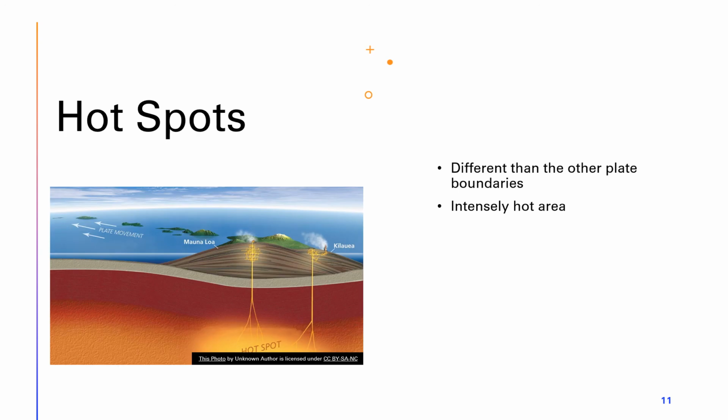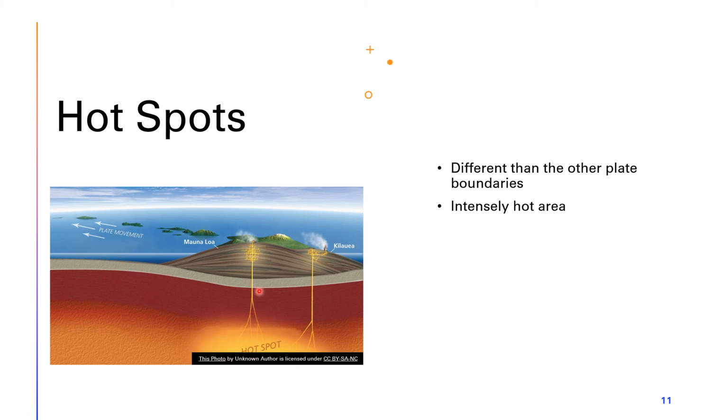The last thing that we are going to discuss is hotspots, which are completely different from the other plate boundaries we have discussed. Hotspots do not touch plate boundaries. However, it is a place where magma rises from the mantle, affecting the crust above it. These areas are extremely hot and come from deep in the earth. You can see we have a hotspot right here.